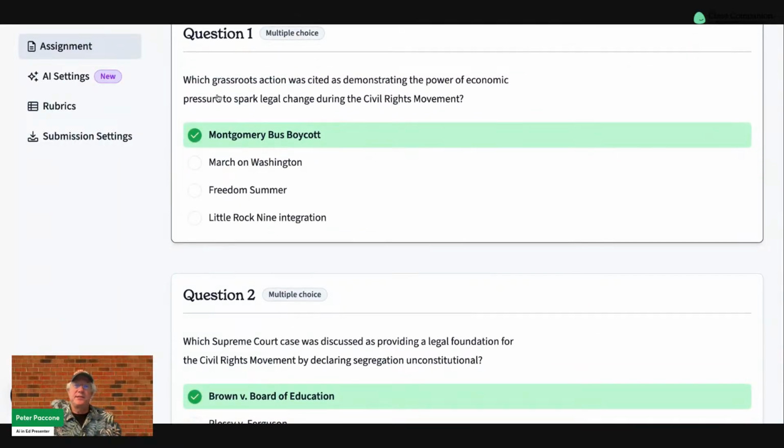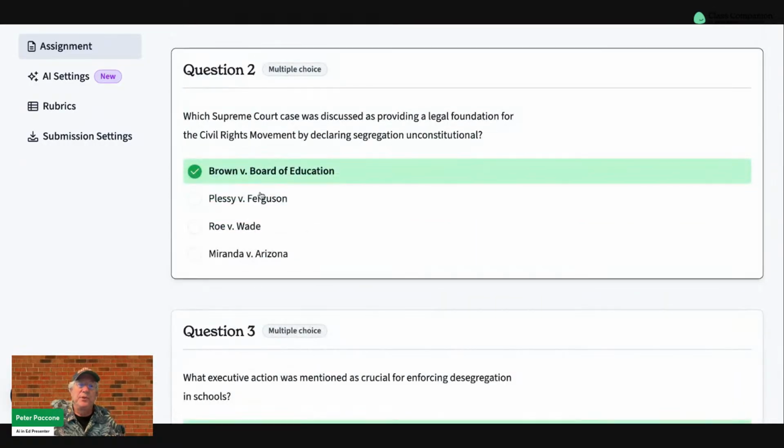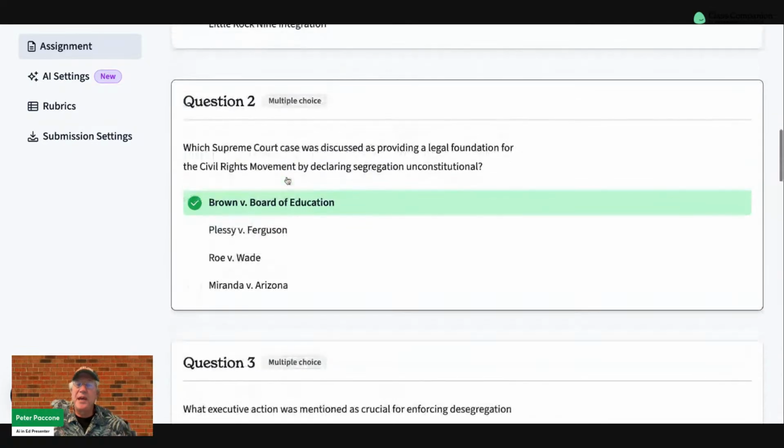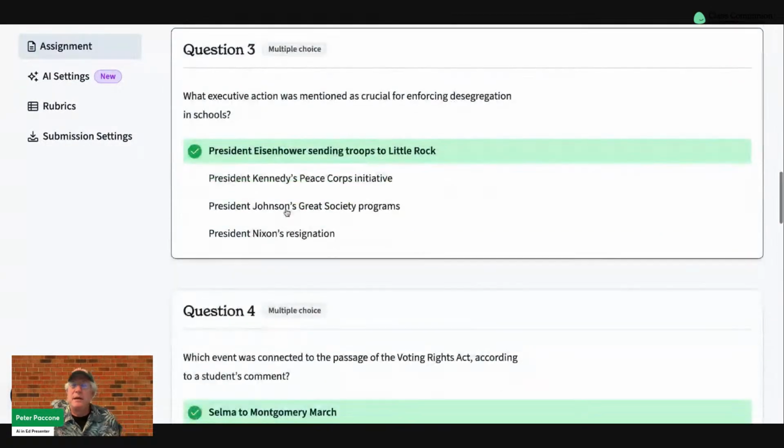And then it says, question number 1, which grassroots action was cited as demonstrating the power of economic pressure to spark legal change? And we come up with a Montgomery bus boycott. Good, solid question. Question number 2 is going to address Brown versus Board. I'm sure these two came up, logically anticipatable. Imagine they're spot on. Question number 3, which executive action was mentioned as crucial for enforcing desegregation in the schools?